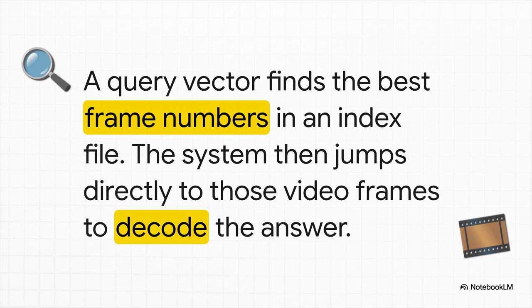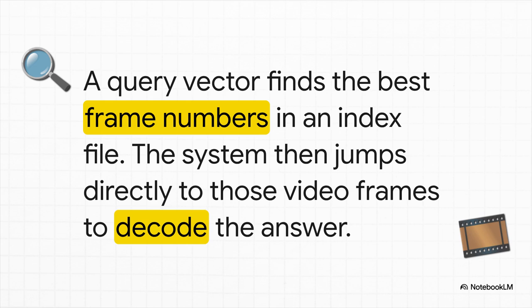All right, so getting the data in is one thing. How do you get it back out? Well, that part is just as clever. When you make a search, your query also gets turned into a vector. The system then looks at this tiny little index file that comes along with the video. This index is basically a map. It says, hey, the answer you're looking for is probably on frame number 87,532.